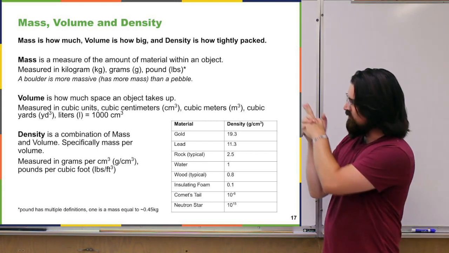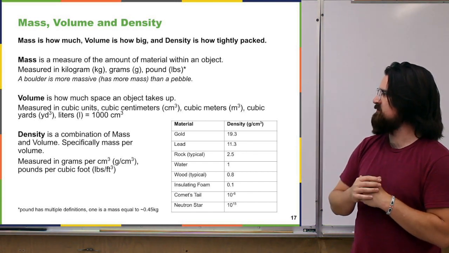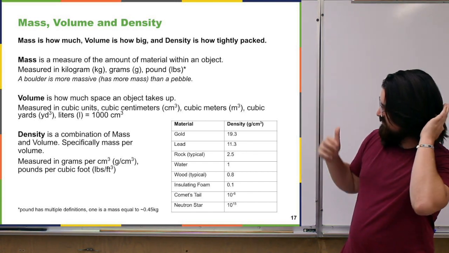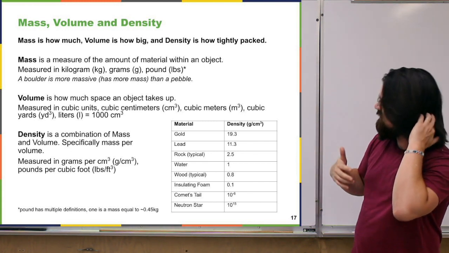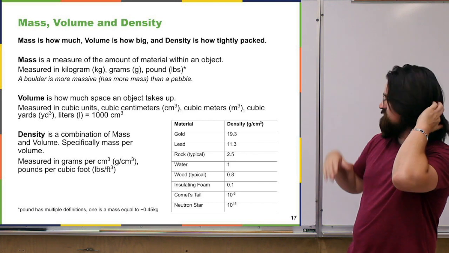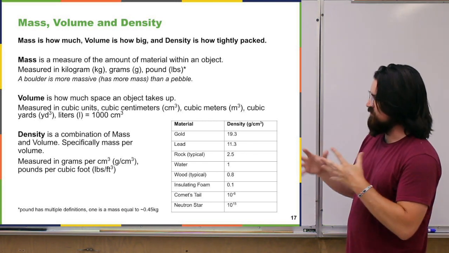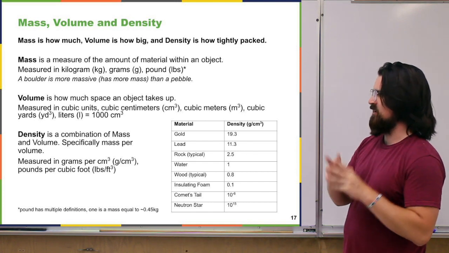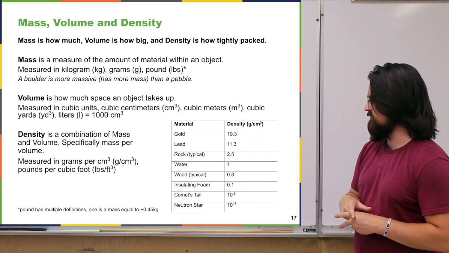A little bit more detail there, mass is a measure of the amount of material within an object, and a little bit about the units that we typically use to measure the mass, right? Kilograms, grams, pounds. Though pounds is actually a kind of a tricky one because there's multiple definitions of pounds. But in the metric system, we use kilograms and grams and so forth.